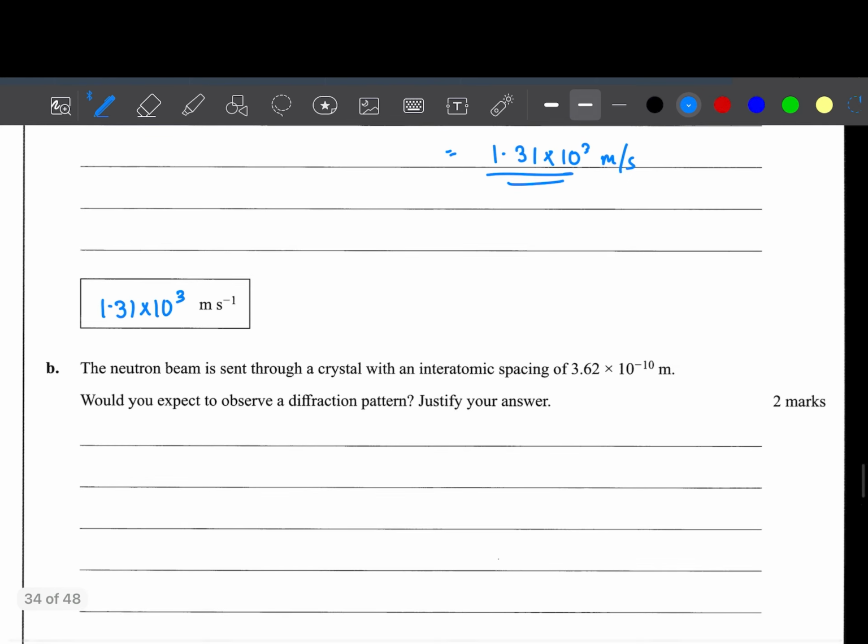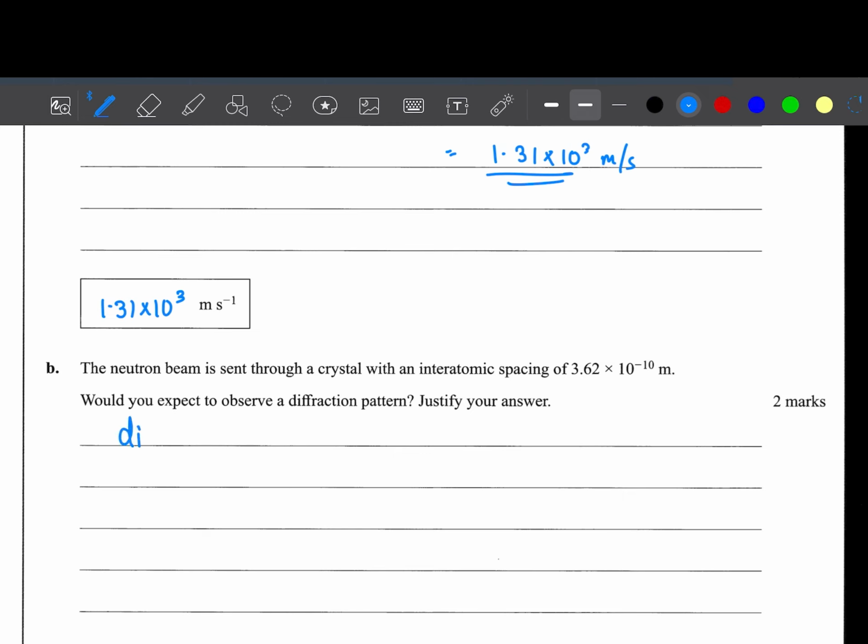The neutron beam is sent through a crystal with a given interatomic spacing. Would you expect to observe a diffraction pattern? Justify your answer. Okay, there was a proportionality that would give us an idea. Wasn't it just lambda over the spacing? Yeah, I think it was just that.